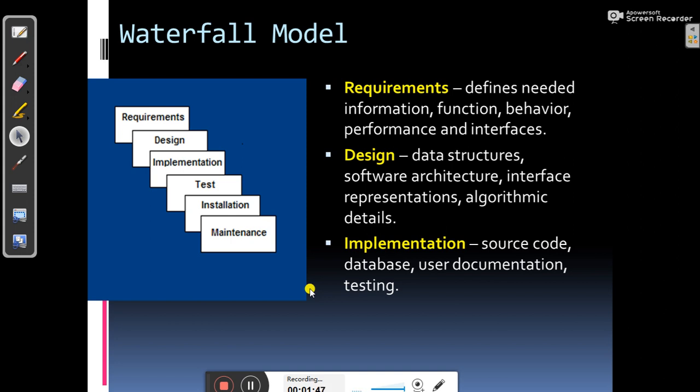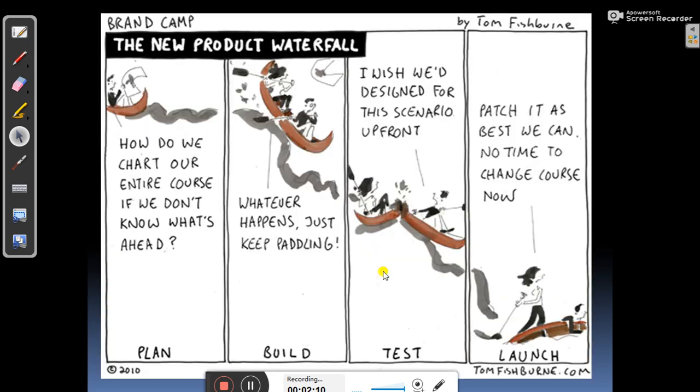In the implementation phase, source code, database, and user documentation are produced, and then we go for the test phase, and then the installation phase, and then the maintenance phase. But mainly, the requirements phase is first, the design phase is second, and the implementation phase is third. Here you can see a picture of how the waterfall model works.